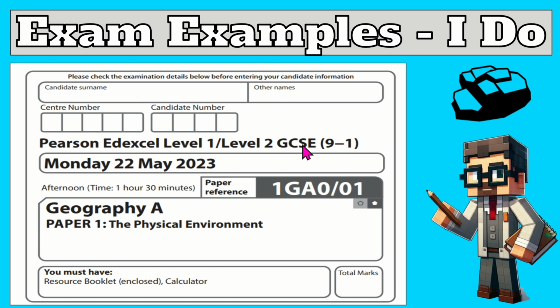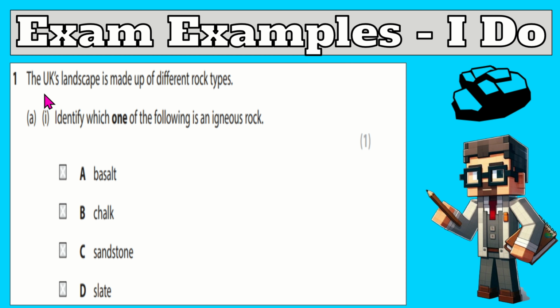So this was the very first question on the Geography A at Excel paper last year. So the first question people looked at was this question. The UK's landscape is made up of different rocks. Identify which one of the following is an igneous rock. So right now what I'll be thinking is identify igneous rock. Okay, so we're going to do the process of elimination here. Again, I'm not going to talk to you too much about what the rock types are, more about the exam technique. So what I would do is, okay, well, which ones do I know?